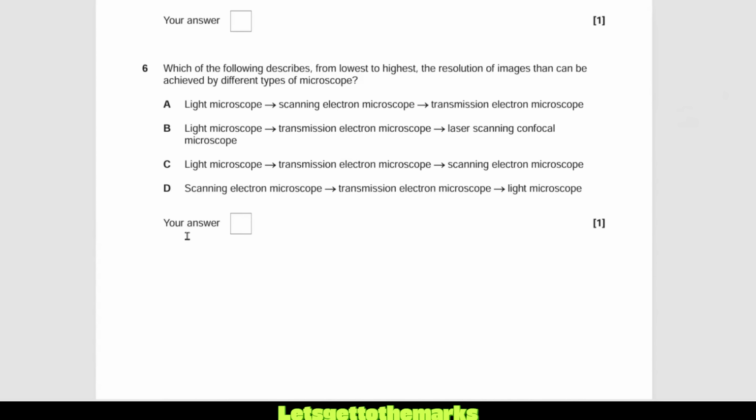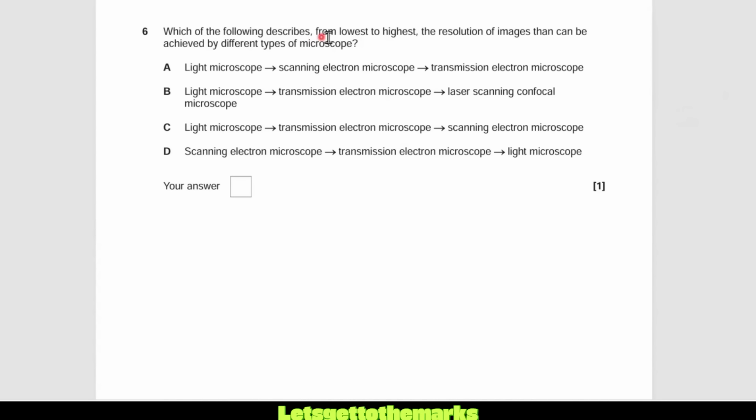Question 6. Which of the following describes from lowest to highest the resolution of images that can be achieved by different types of microscope? So what do we have here? We have light microscope, scanning electron microscope, transmission electron microscope. So we want to go from low to high.